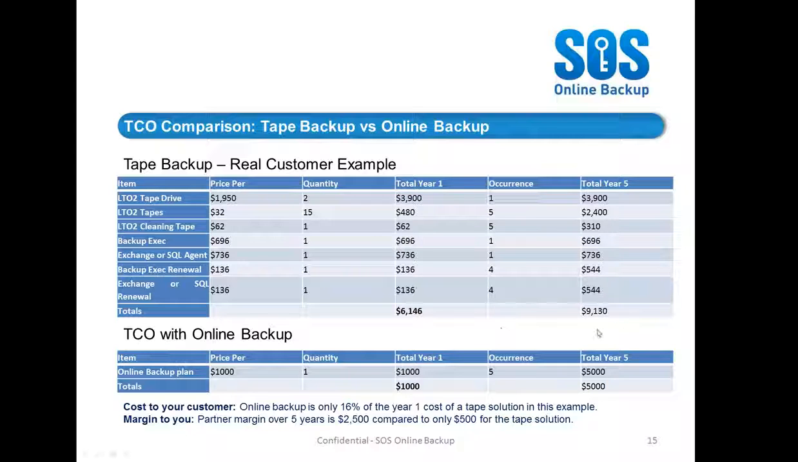just the hard costs came to $9,000 over a 5-year period, but adding in all the soft costs and the labor component, there's a very significant cost layering on top of this that has got to be factored in. But just to keep the example very simple, we've only documented the very hard costs here. But looking at online backup, you've got a year one cost of only $1,000, so 16% of the first year cost of the tape backup solution.